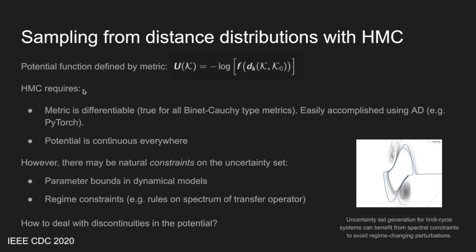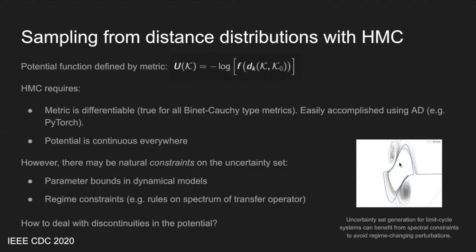To review a little bit what HMC requires, the first is that the metric should be differentiable everywhere in the region of interest. This is fortunately true for the class of all Binet-Cauchy type metrics that we have studied, and practically is easily accomplished with automatic differentiation. But the second, more difficult constraint is that the potential must be continuous everywhere. However, as we said earlier, there may be natural constraints to impose in the uncertainty set. The first is simply the distance bound, but we may have other natural constraints, for example, parameter bounds in analytic dynamical models, or we may have regime constraints.